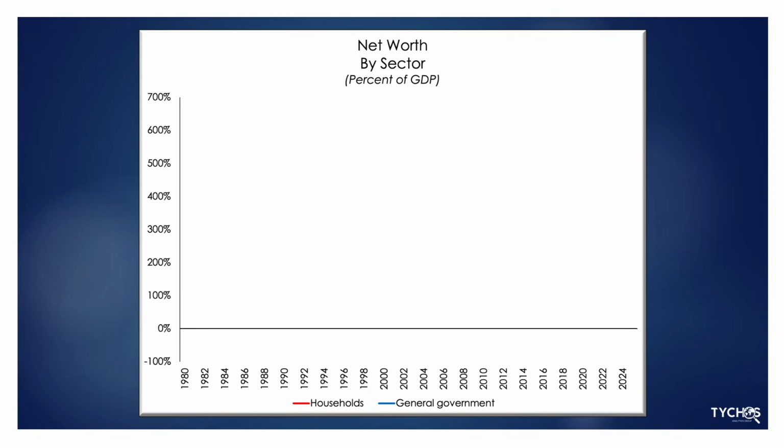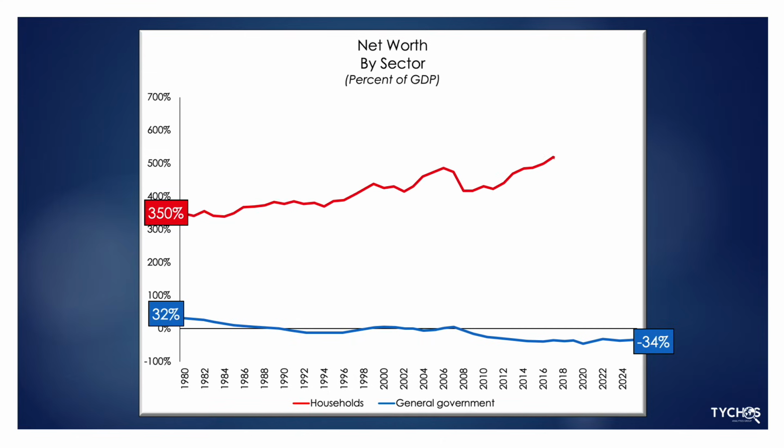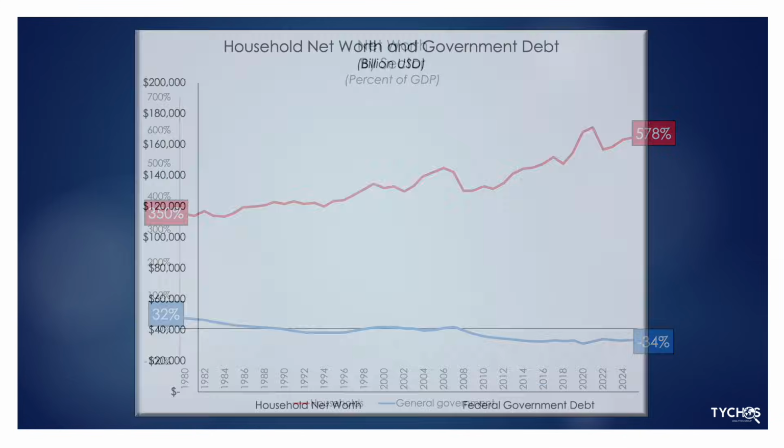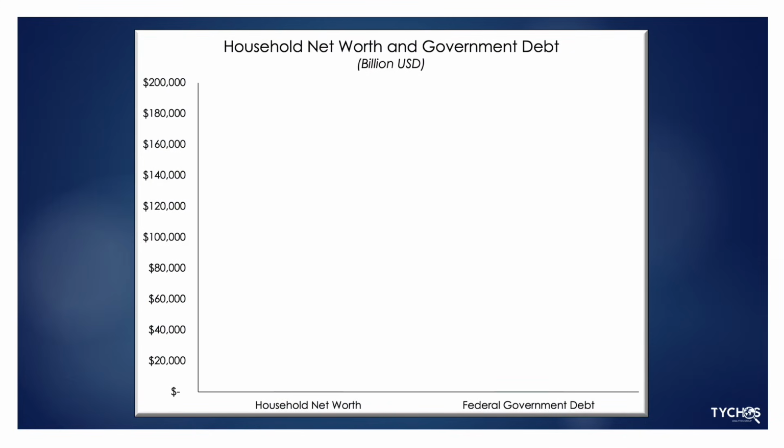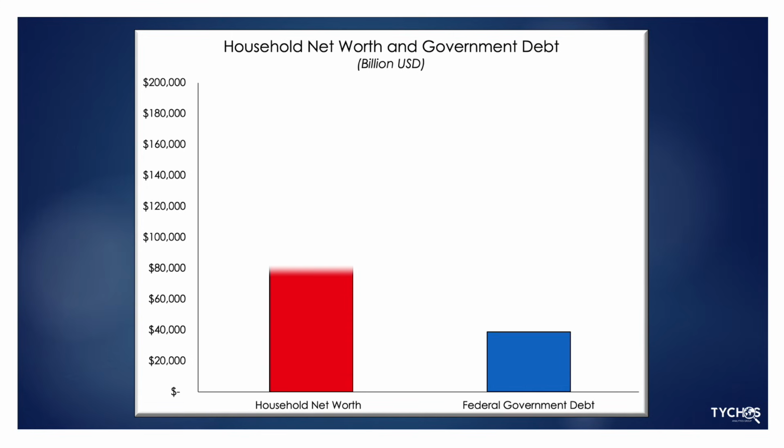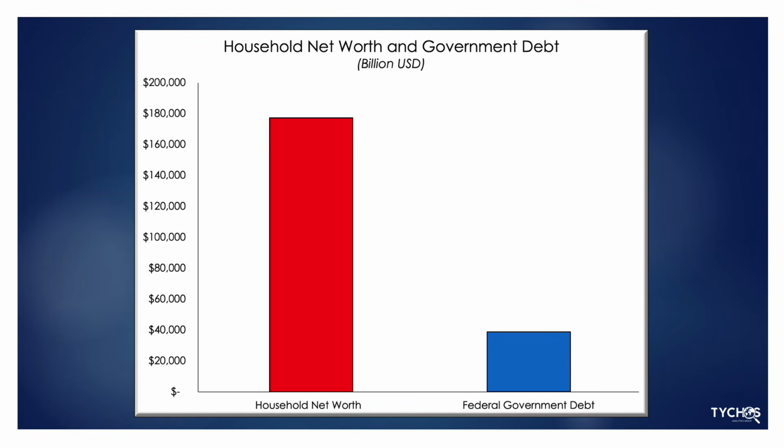Since 1980, while the net worth of the government, with all its widely discussed debts, has gone from positive 32% of GDP to negative 34% of GDP, in that exact same time frame, the net worth of households has gone from 350% of GDP to 578% of GDP. People remind us regularly that the government's total debt is now $38 trillion, but the net worth of households is $180 trillion.